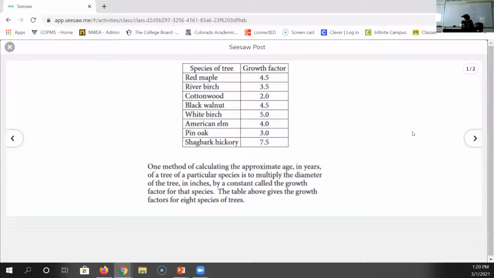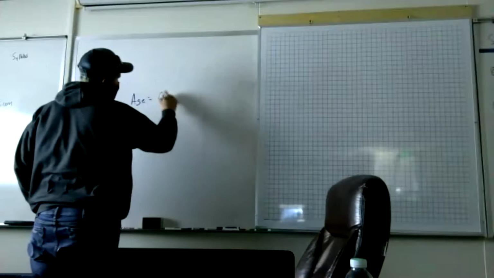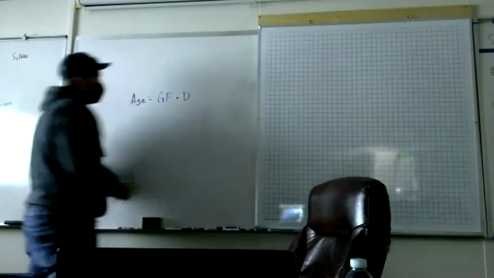It says one method of calculating the approximate age in years of a tree of a particular species is to multiply the diameter of the tree in inches by a constant called the growth factor for that species. So what that means is that we could write an equation that age is equal to the growth factor, I'm just going to abbreviate, times the diameter in inches as multiplication, right? And we have the growth factors listed there.